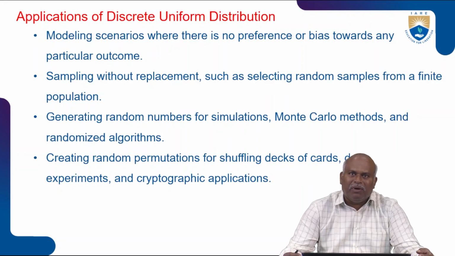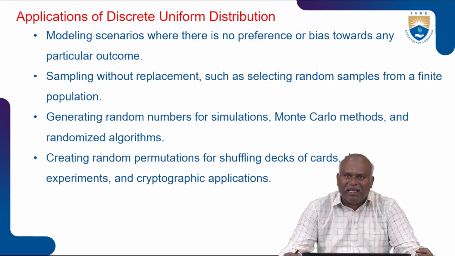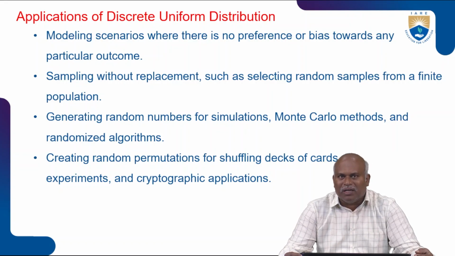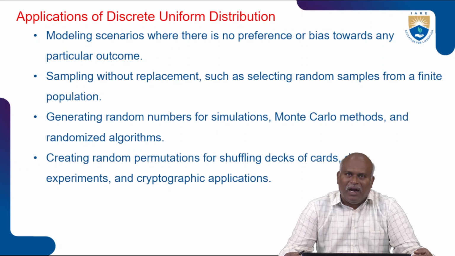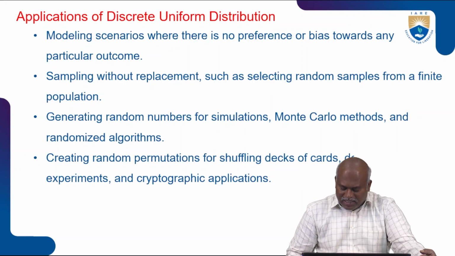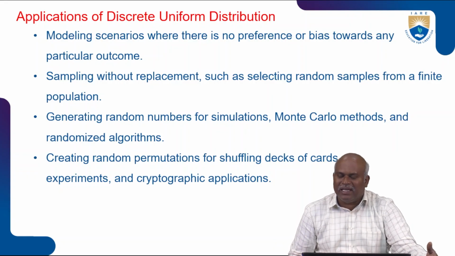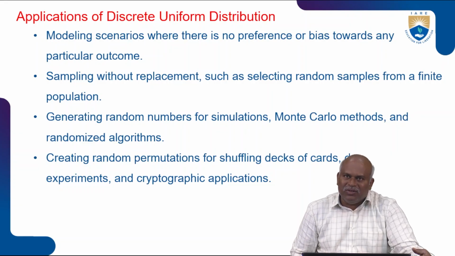It has further applications. The first one is modeling the scenario where there is no preference or bias toward any particular outcome. Another one is sampling without replacement. Another example is generating random numbers for simulation. Another example is creating random permutations for shuffling decks of cards, design of experiments, and cryptographic applications. Like that, we have a lot of applications of the discrete uniform distribution.